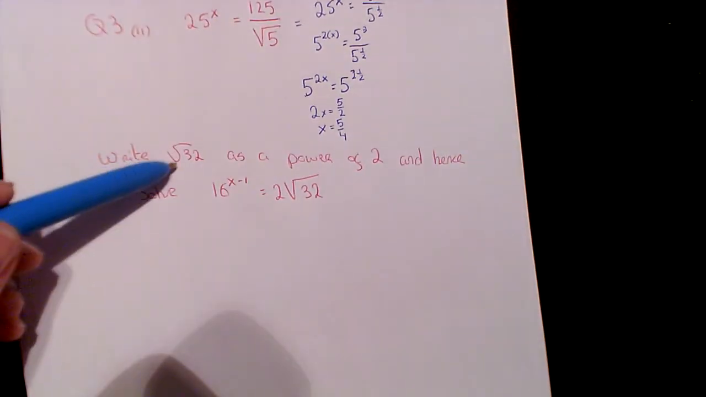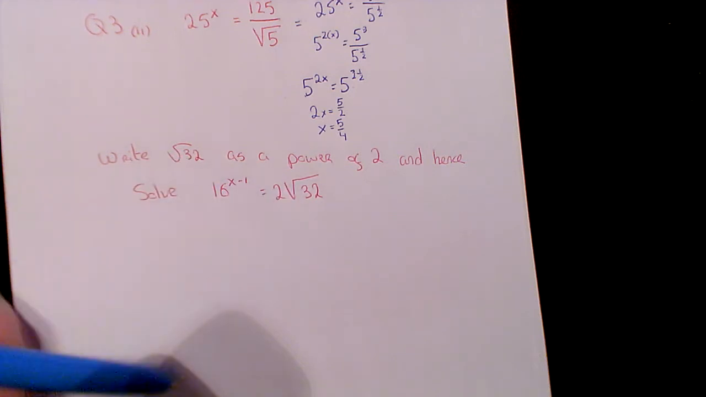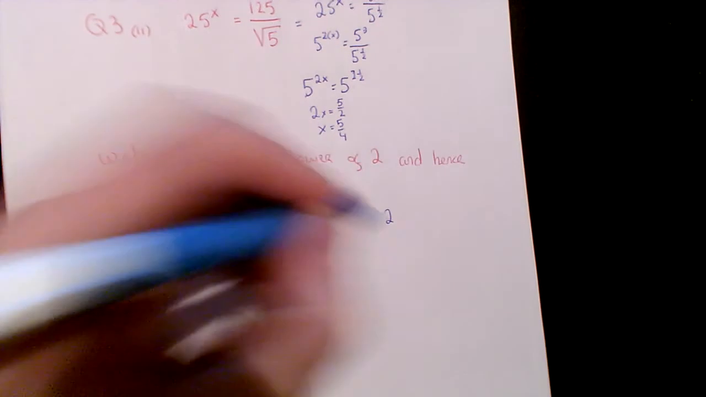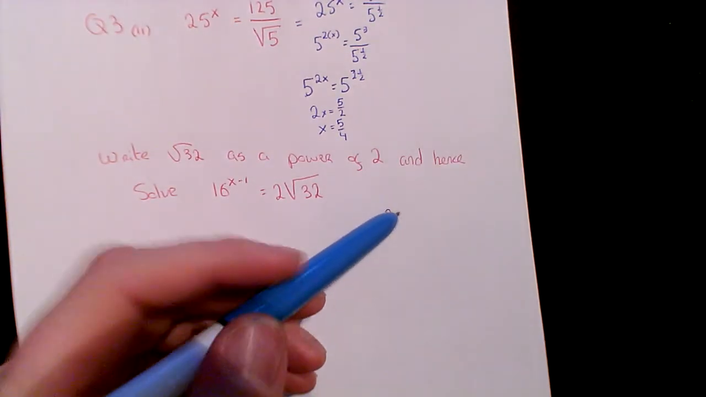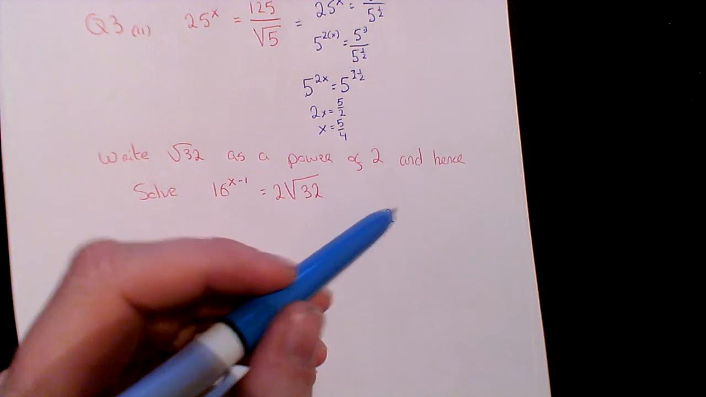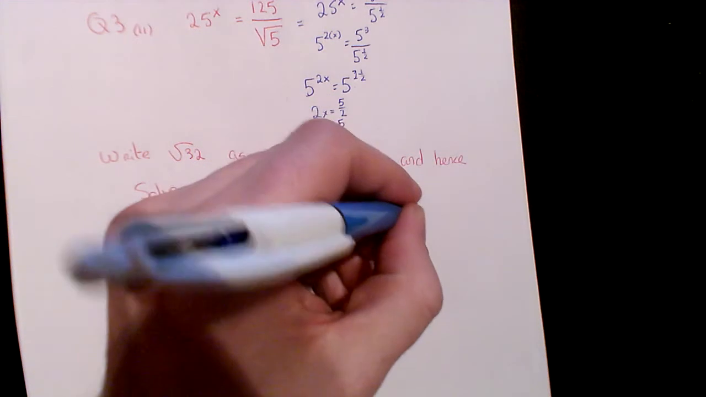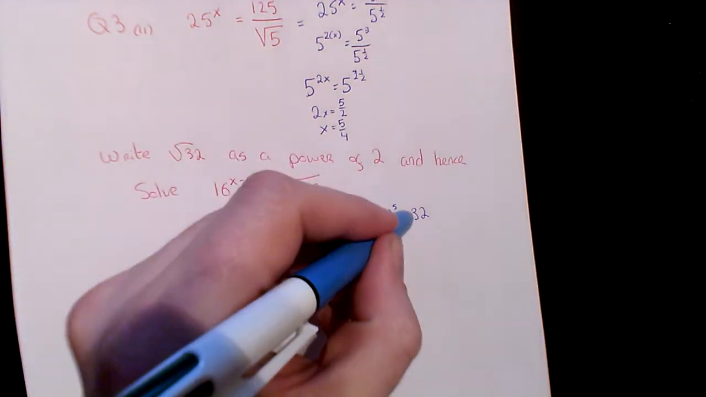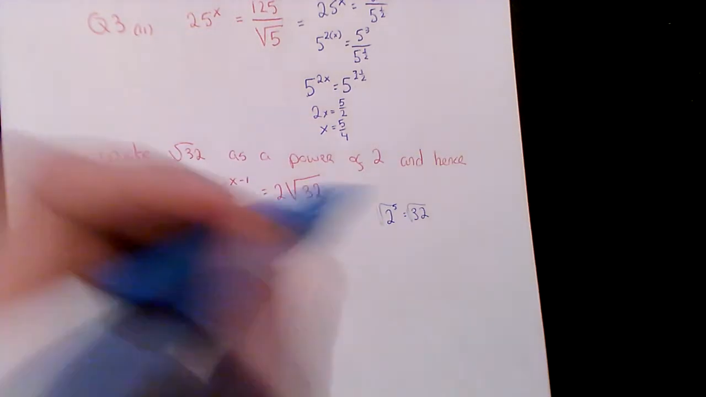Last one. Write square root of 32 as a power of 2 and hence solve this. Let's do the first bit: square root of 32 as a power of 2. 2 to the power of 1 is 2, 2 to the power of 2 is 4, 2 to the power of 3 is 8, 2 to the power of 4 is 16, 2 to the power of 5 then equals 32.